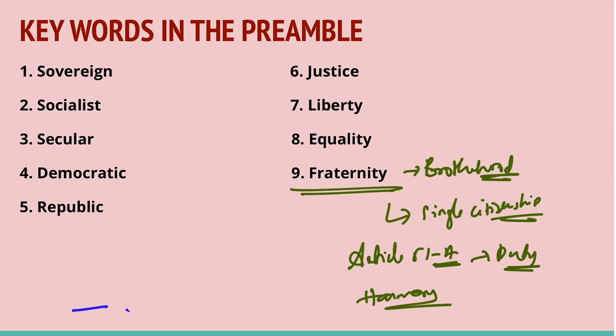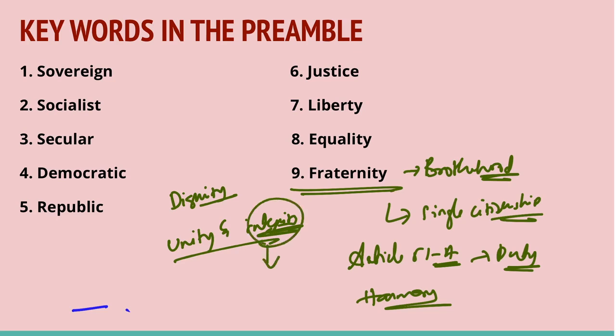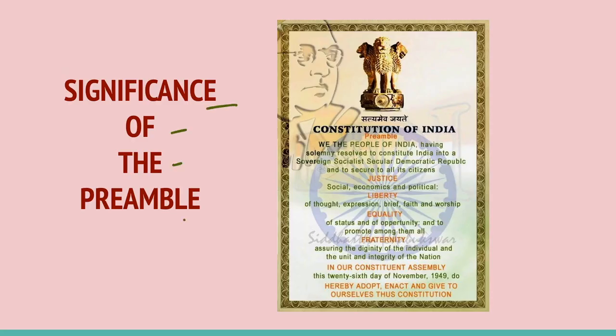The preamble declares that fraternity has to assure two things, that is, the dignity of the individual and the unity and integrity of the nation. The word integrity was added in the preamble by the 42nd Constitutional Amendment Act 1976.